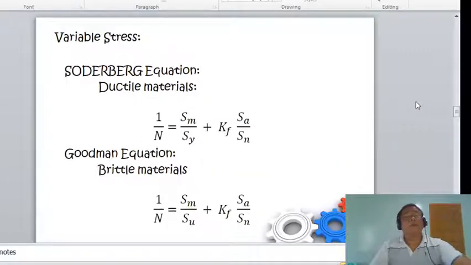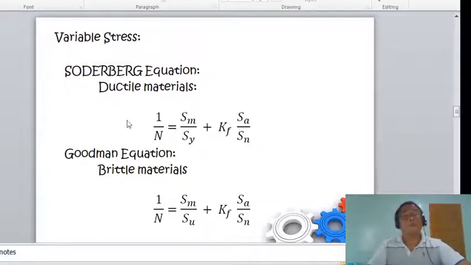So we have here the variable stress. Soderberg equation for ductile material. Actually, the derivation of this is very easy, by similar triangles, only considering the shape of the Soderberg line. The derived equation is 1 over n, where n represents the factor of safety, equals the mean stress over the yield stress, plus the fatigue factor multiplied by the alternating stress divided by the endurance stress.